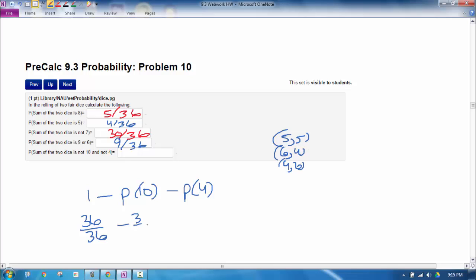So there's 3 ways to do that. And the probability to get a 4, you can roll a 1 and a 3, a 3 and a 1, or a 2 and a 2. So there's 3 ways to do that as well. If you subtract, you get 30 out of 36.